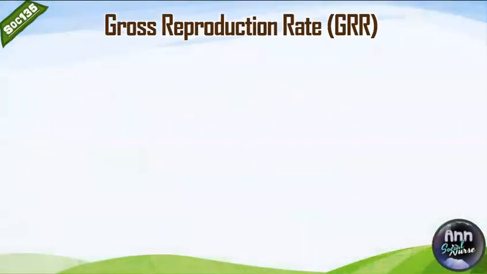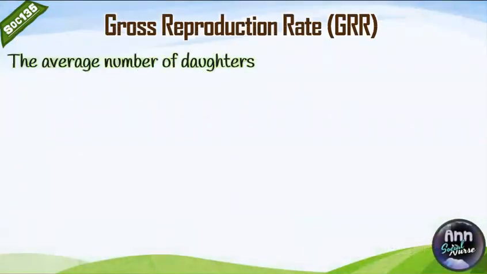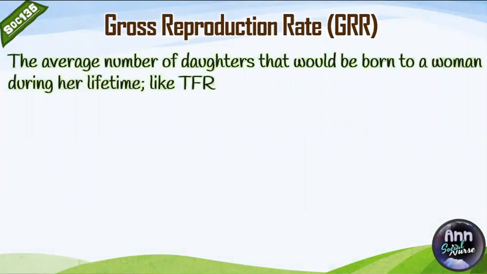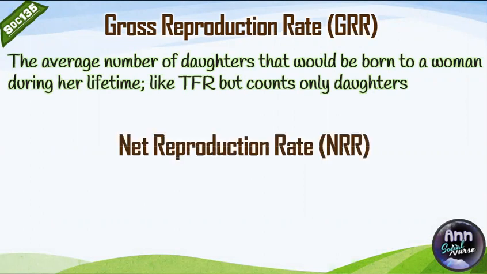So the gross reproduction rate is the average number of daughters that would be born to a woman during her lifetime, like TFR, but counts only daughters. So in my case, I have 3 children, one son and 2 daughters. So it will count only 2, the GRR.